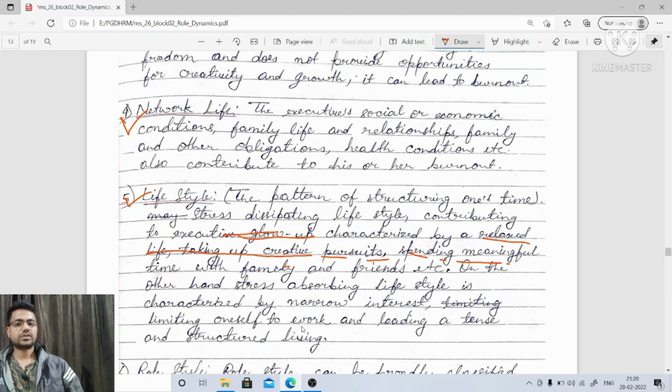So now you see, the stress dissipating lifestyle is characterized by a relaxed life, taking up creative pursuits, and spending meaningful time with family and friends. All these things come under the stress dissipating lifestyle. And the second, the stress absorbing lifestyle, is characterized by narrow interest, limiting oneself to work only, and leading a tense and structured life.